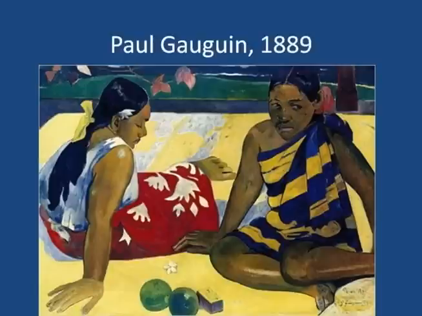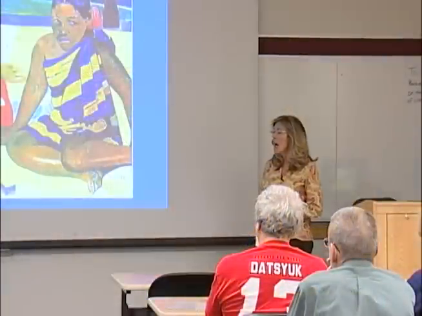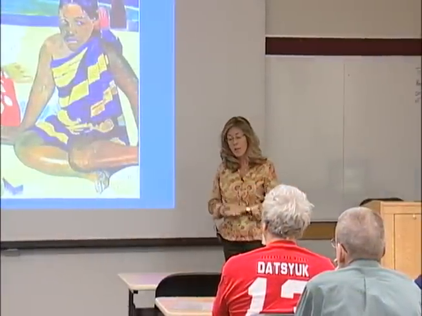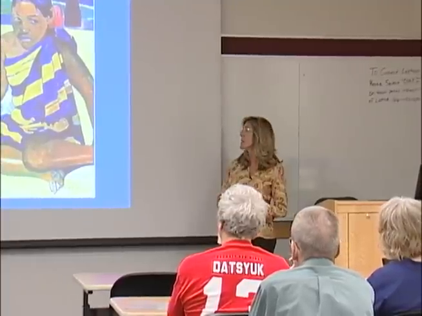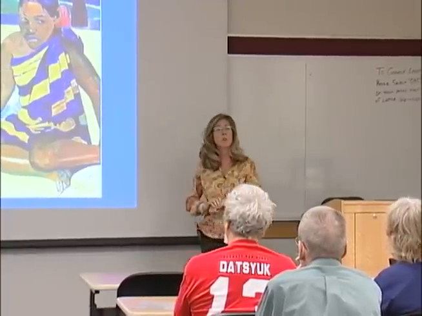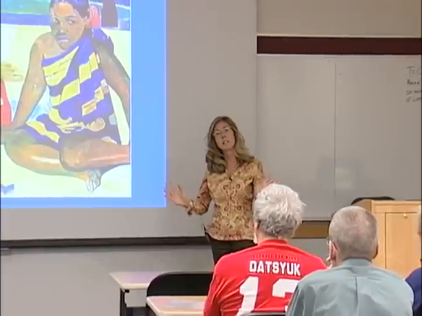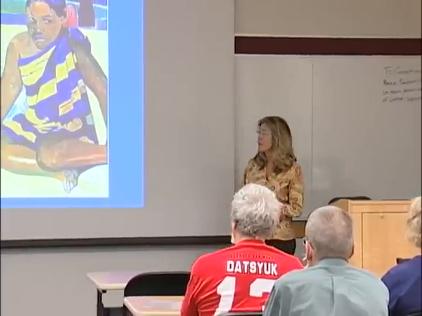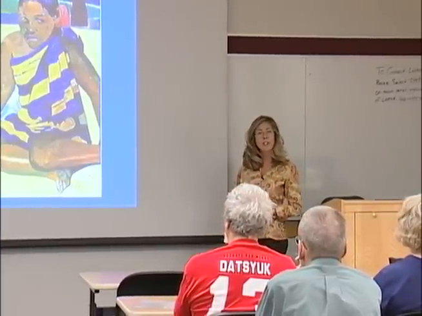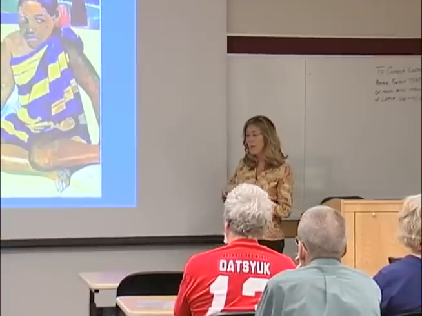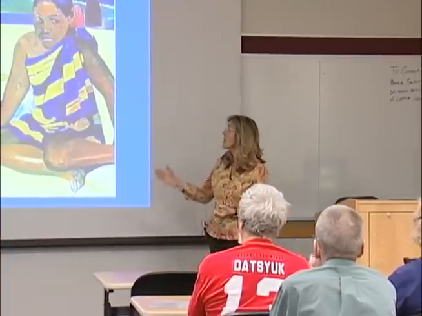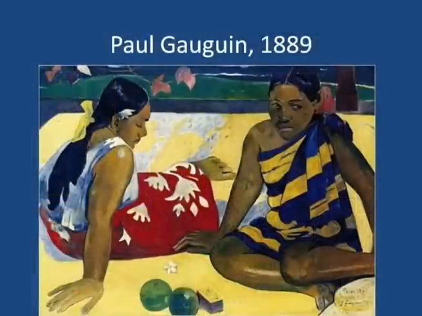Paul Gauguin, a good friend of Vincent van Gogh's, a post-impressionist who is a wealthy stockbroker in Paris, tells his wife and family he's leaving Paris and he's moving to Tahiti. He's going to become an artist. Now that dinner conversation went over real well, I'm sure. He leaves, he moves to Tahiti. He's there basically for the rest of his life, and these are his paintings that he's most well known for.